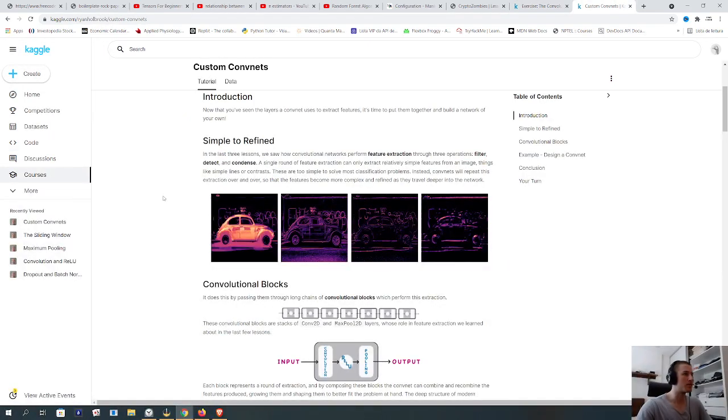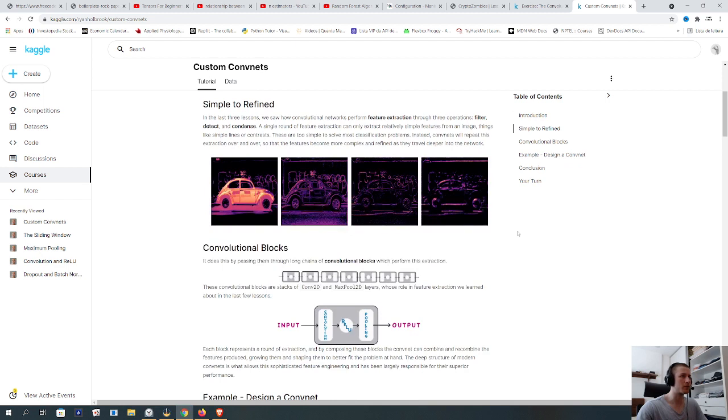Now that you've seen the layers a convnet uses to extract features, it's time to put them together and build a network of your own. Simple to refined. In the last three lessons we saw how convolutional networks perform feature extraction through three operations: filter, detect, and condense. A single round of feature extraction can only extract relatively simple features from an image, things like simple lines or contrasts. These are too simple to solve most classification problems. Instead, nets will repeat this extraction over and over so that the features become more complex and refined as they travel deeper into the network.